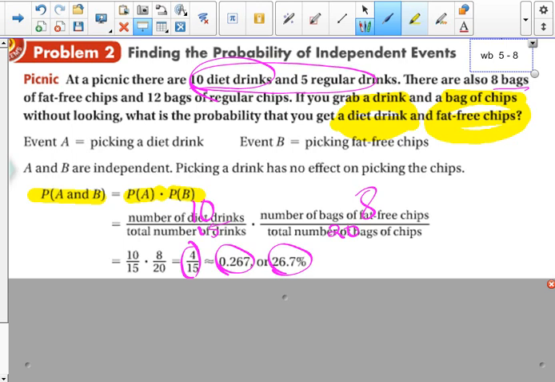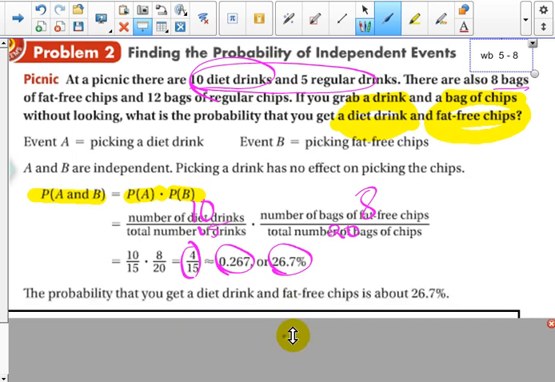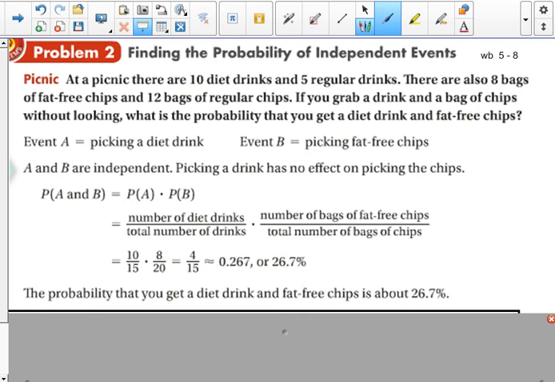Any questions? So just when you have 2 independent events, multiply. So you've got about a 26% chance of just randomly reaching in there and grabbing one fat-free chip and a diet drink. Any questions on that?